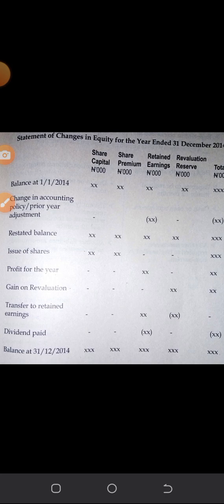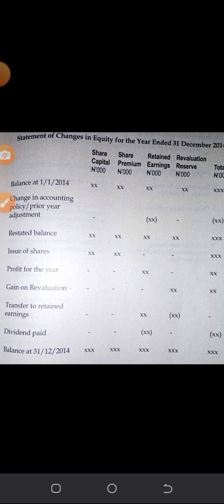And, like I said, it's always going to carry the period that is covered. Year ended 31st December, then put the date. Then you put your rounding off figure.